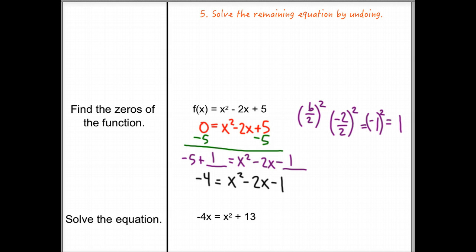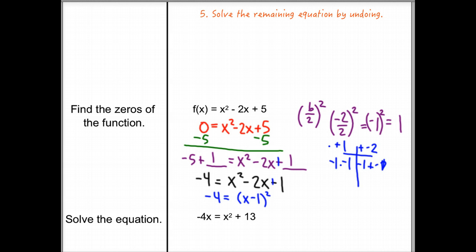So then we want to factor. So we'll make our t-chart over here. So it multiplies to negative 1 and adds to negative 2. Oh, this is a positive 1. We're adding 1. So we have negative 1 times negative 1 and negative 1 plus negative 1. So what we really have here is negative 4 equals x minus 1 squared.